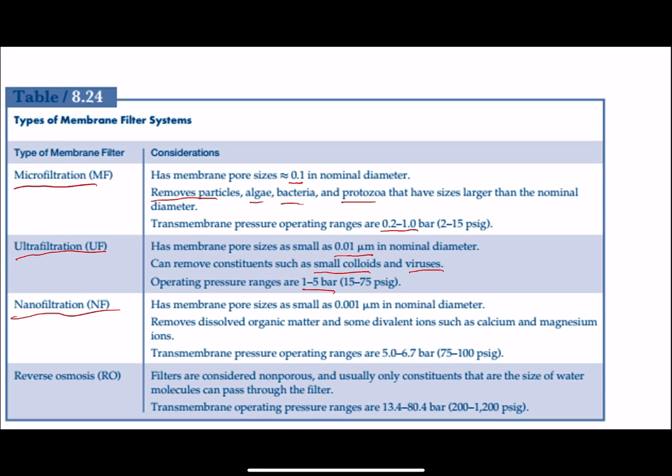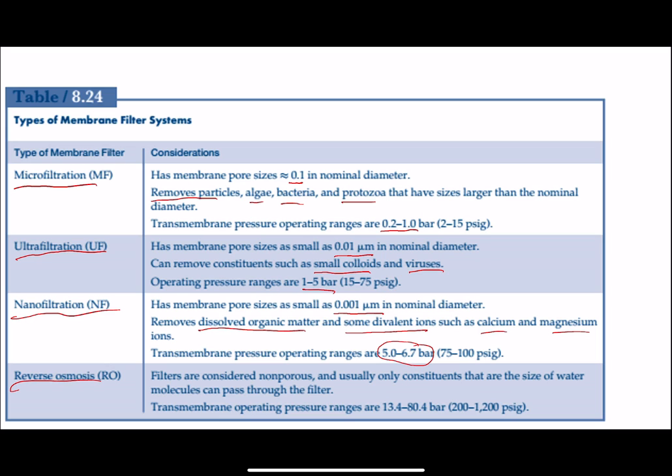Nanofiltration has a membrane pore size as small as 0.001 micrometer. You can see the sizes are going down in nominal diameter. It removes dissolved organic matter and some divalent ions such as calcium and magnesium. The transmembrane pressure operating range is from 5 to 6.7 bar. You can see the pressure is also increasing.